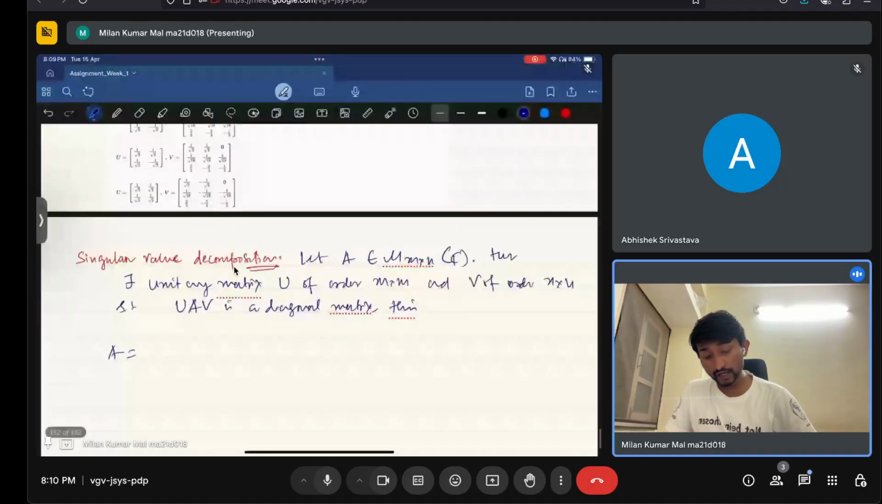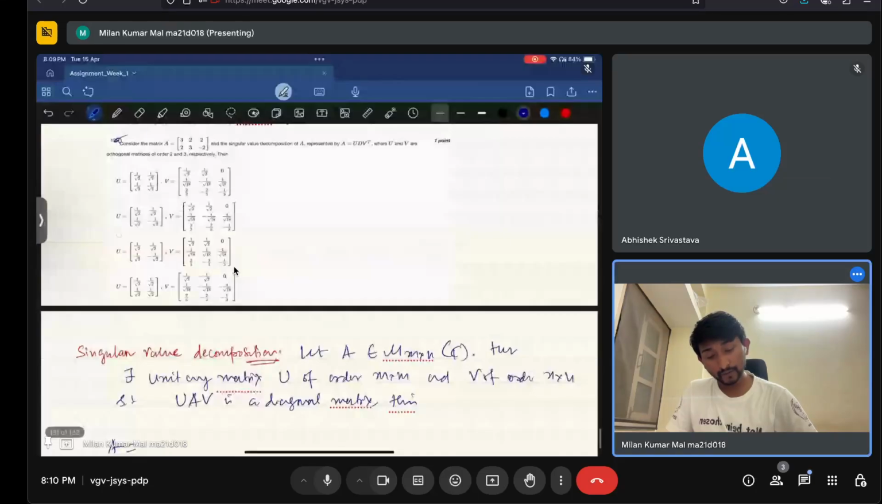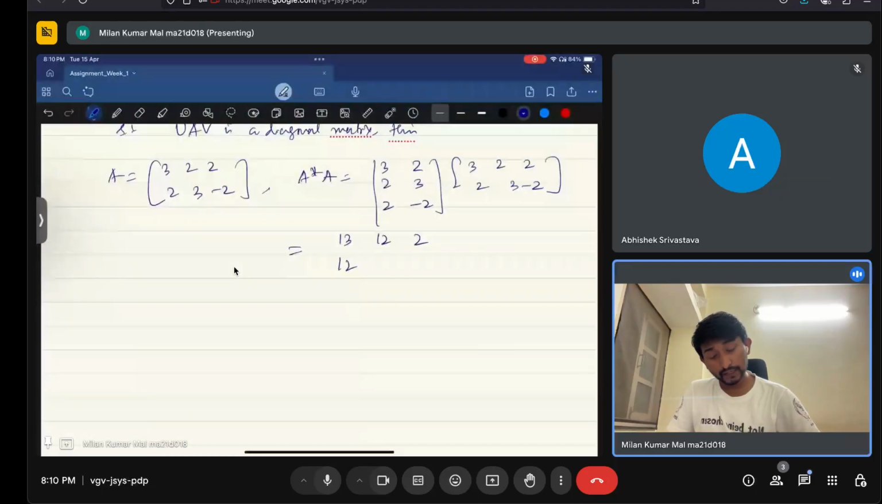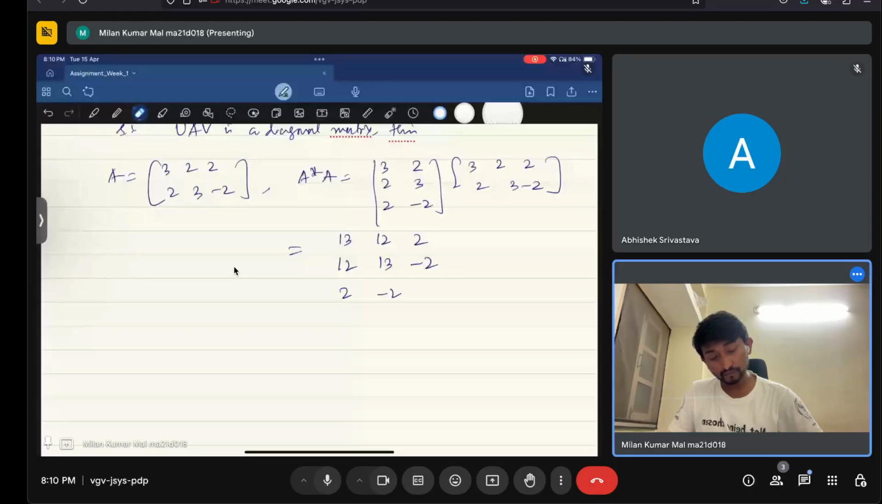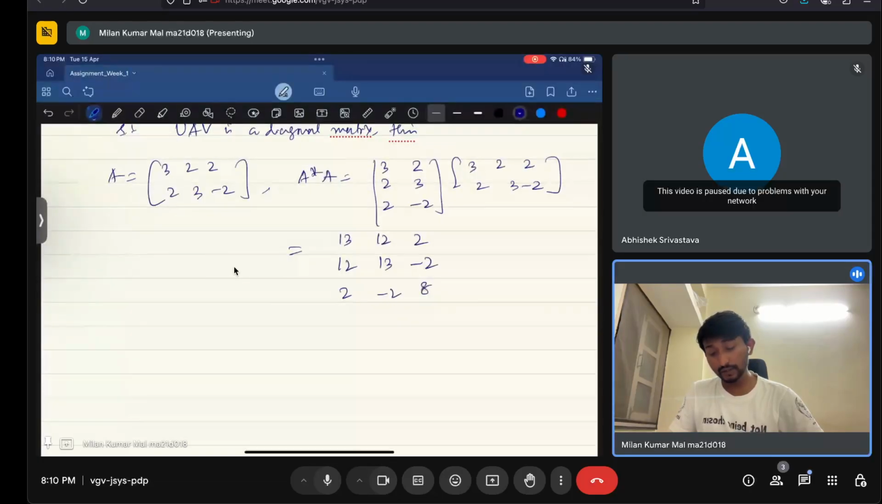So what will we get? 9 plus 4 plus 4 is 17... computing entries: 6 plus 6 is 12, 6 minus 4 is 2, 6 plus 6 is 12, 4 plus 9 is 13, 4 minus 6 is minus 2, 6 minus 4 is 2, 4 minus 6 is minus 2, and 4 plus 4 is 8. So this is A star A.